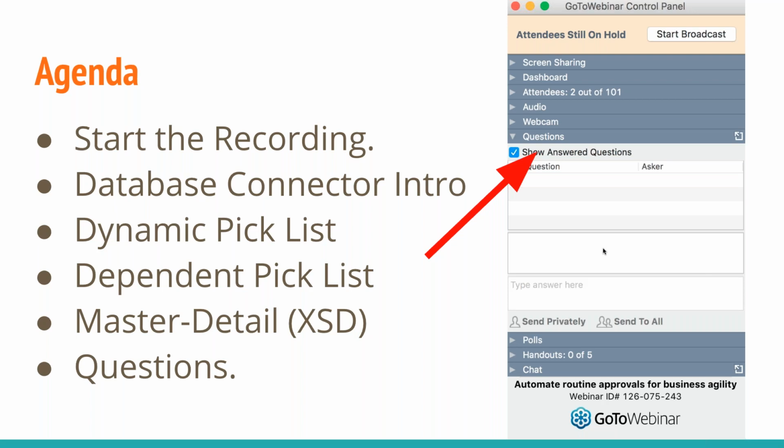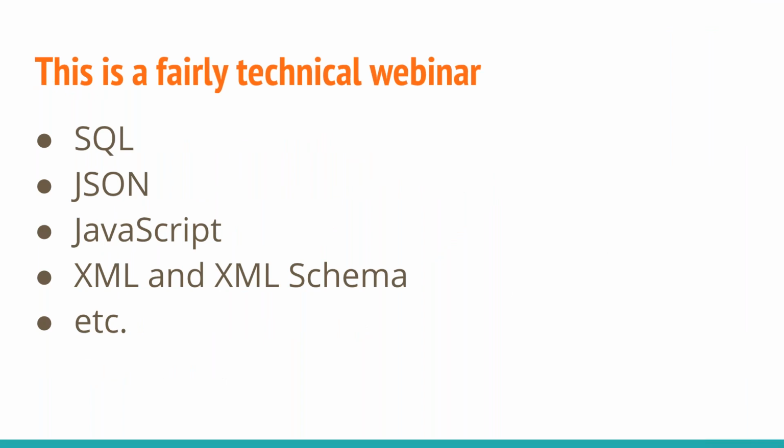Very quickly, what are we going to go through? We're going to go through a little database connector introduction, just to give you an idea of some of the things that you can do with the database connector and how it works, and then go through some examples. The most common examples that customers use the DB connector, frevvo SQL integration, for are things like dynamic pick lists, dependent pick lists where the second pick list depends upon the first, and a master detail type of form. And as I said, we'll be reserving some time at the end for questions.